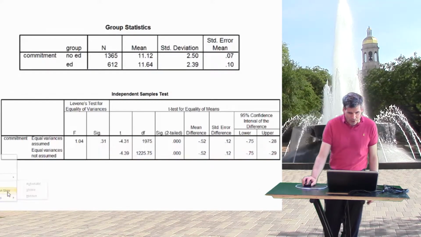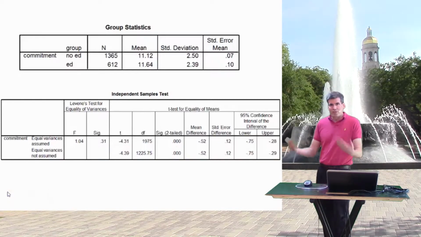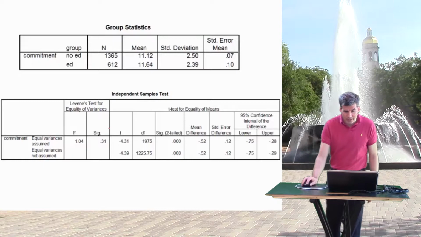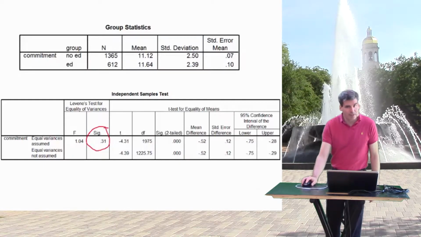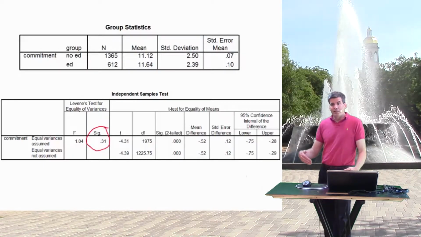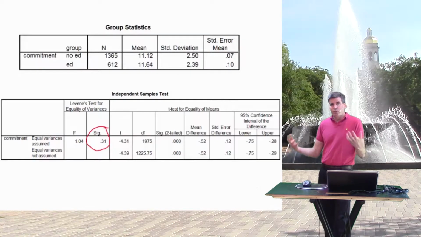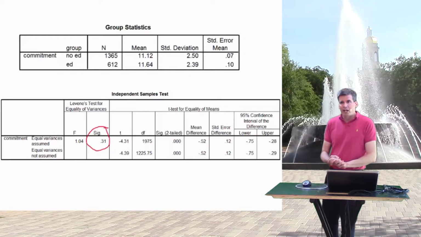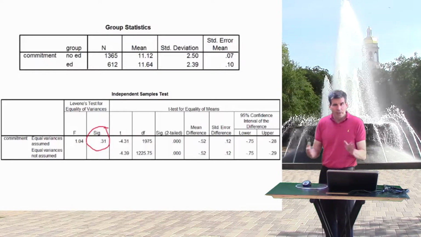Now, I do want you to know what Levene's test for equality of variances is for, and I want you to know that if that Levene's test for equality of variances is significant, if the p-value is less than 0.05, that means we have a significant difference between groups in their standard deviations, in their variances, and therefore we have violated an assumption of the t-test. So I do want you to know that much.